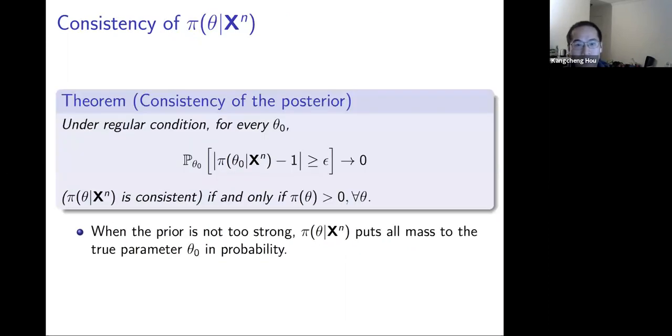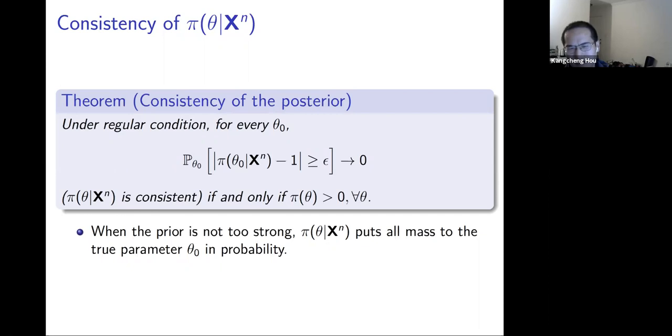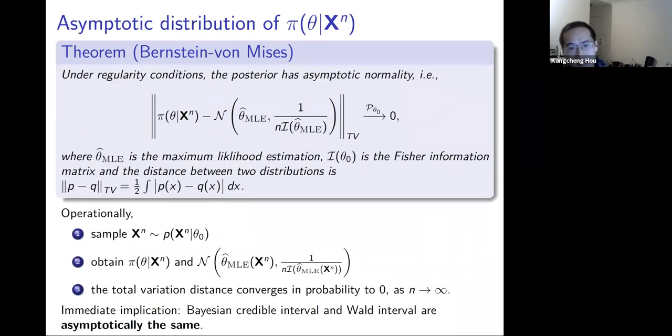Next slide, please. So first, we have a theorem about the consistency of the posterior. Under regularity conditions, for every true parameter theta 0, as n goes to infinity, the posterior will put all its mass on the true parameter in probability. This holds if and only if pi of theta is larger than 0 for every theta. This is relatively simple, but it's saying that when the prior is not too strong, the posterior will put all its mass on the true parameter theta 0 in probability. Next slide, please.